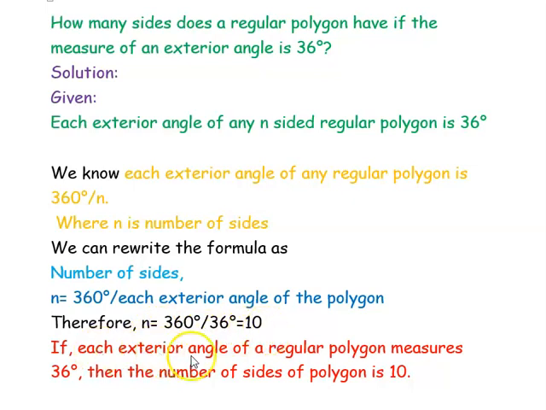So if each exterior angle of a regular polygon measures 36 degrees, then the number of sides of that regular polygon will be 10.